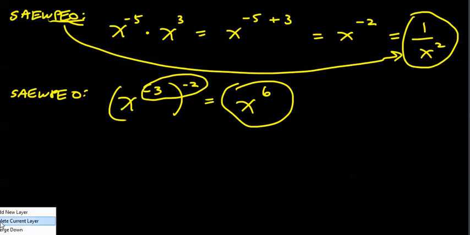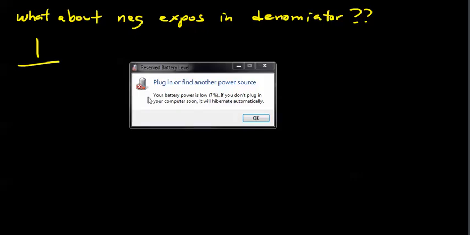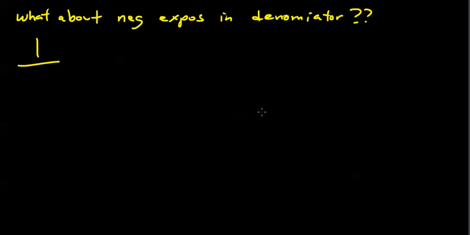Alright, what about when negative exponents are in the denominators of expressions? How do we do that? Let me write that down. What about negative exponents in denominator? I'm going to deal with those, try to express those equivalently with positive exponents. Let me write a simple example here. Oops. Hang on a minute. Alright, what about negative exponents in denominator?